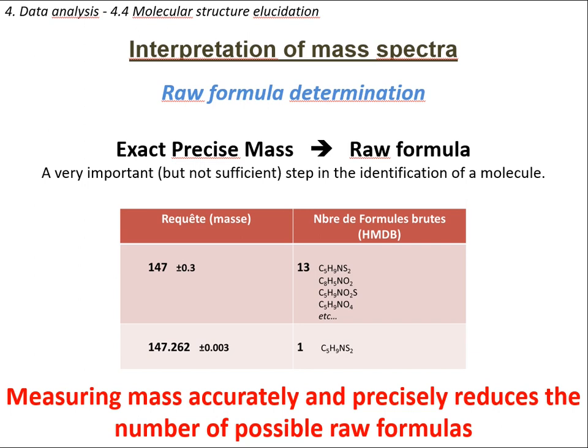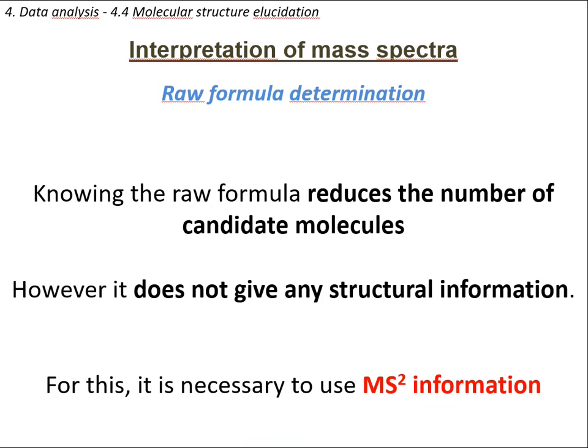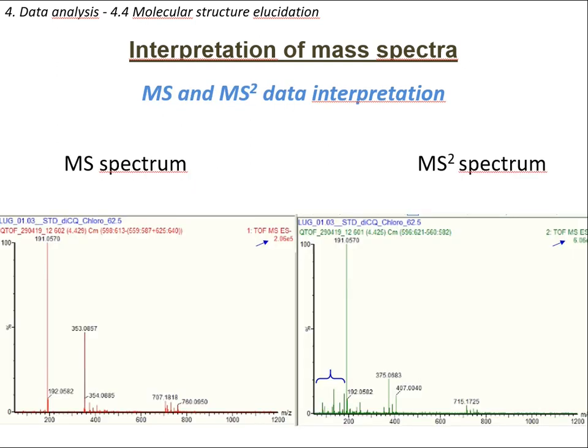And also, if you add to this the isotopic profile, you can have a pretty good confidence in the decision to identify this molecule. However, it doesn't give you any structural information. So you may add another level of analysis, of structural analysis, with MS2 information. We've seen the principle: you just break the molecule and analyze the fragments.